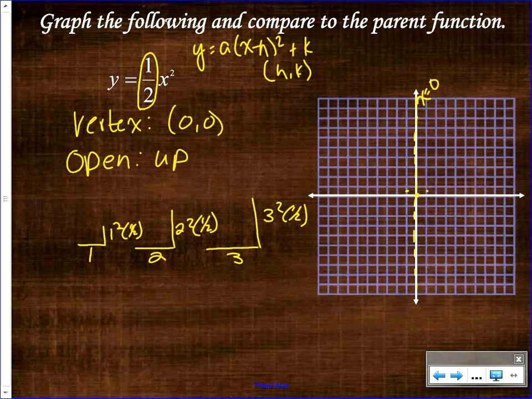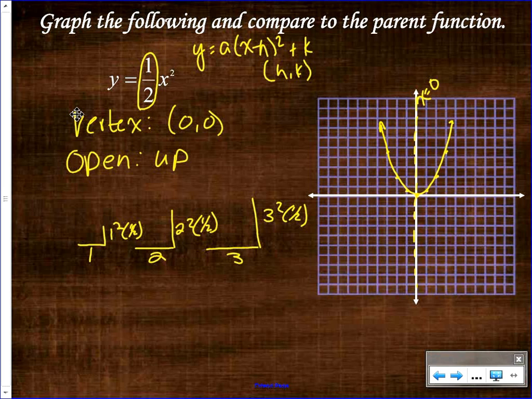And it's on both sides. 2 squared, half of 4: over 2, up 2. 3 squared, half of 9: 4 1/2. Nice. And there is my graph. Okay?